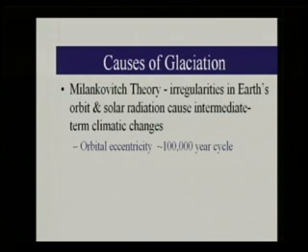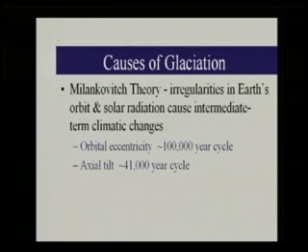Orbital eccentricity occurs on about a 100,000 year cycle, and this refers to the Earth's orbit being in almost a circle versus an ellipse. And this occurs, again, in about a 100,000 year cycle interval.